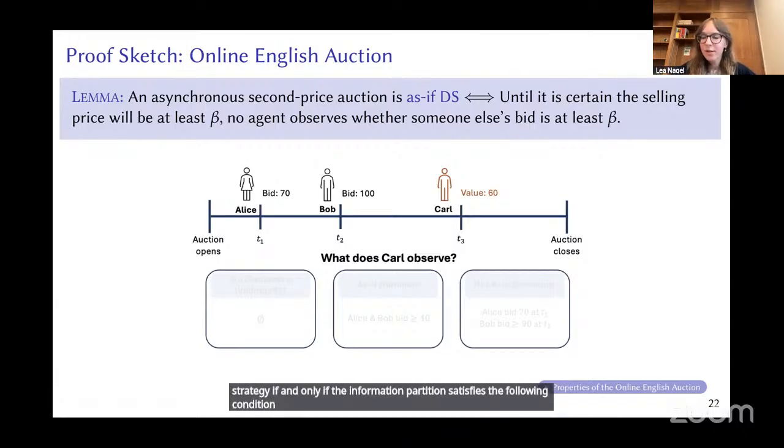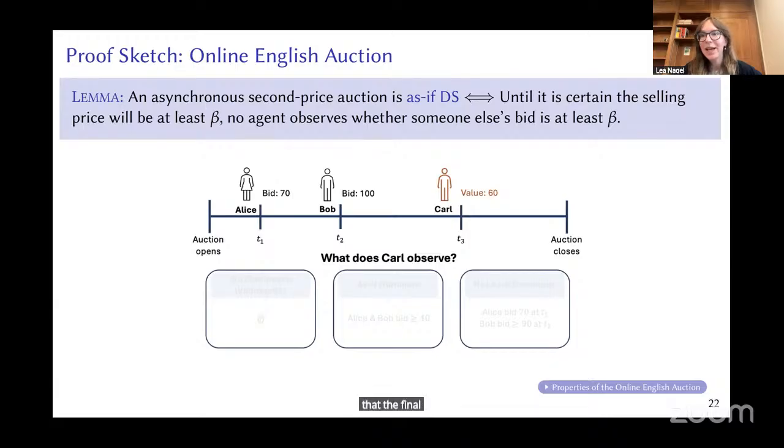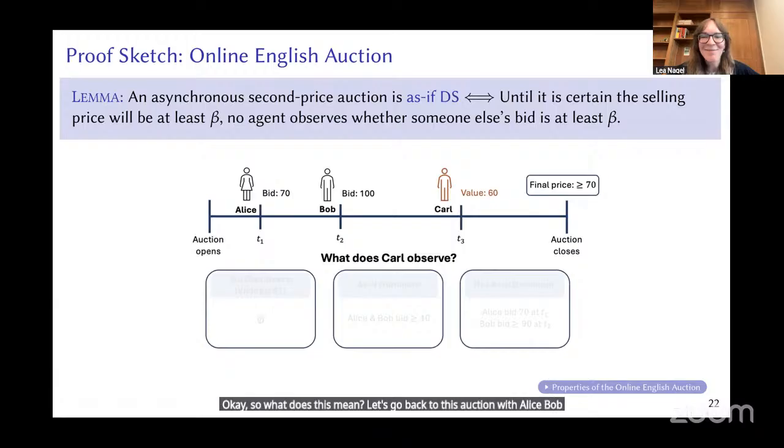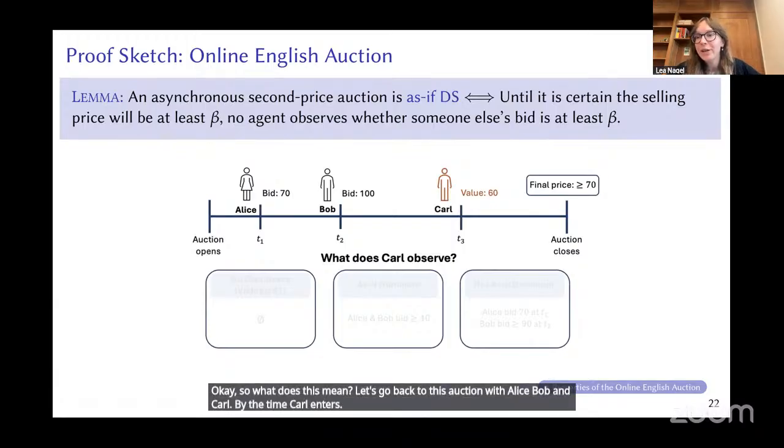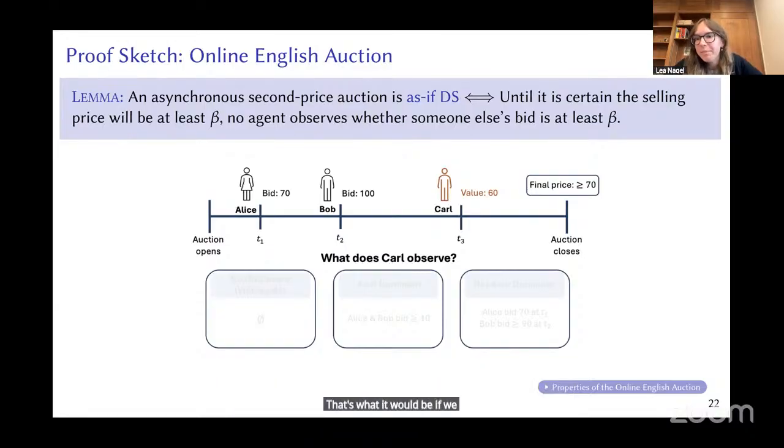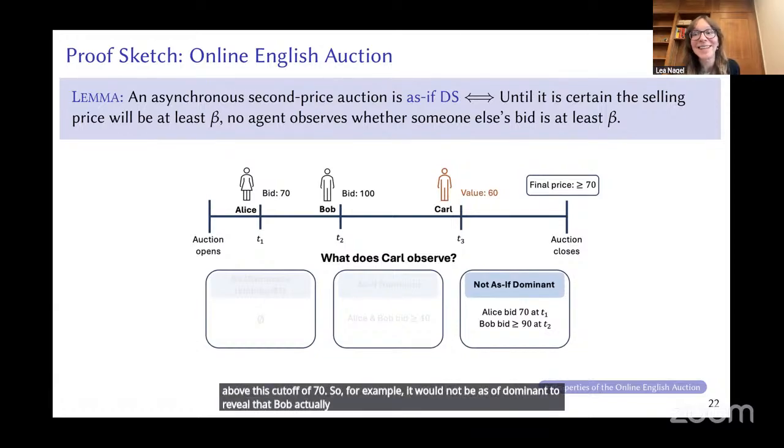Until it is certain that the final price will be at least beta, no agent is going to observe whether somebody else's bid is at least beta. So what does this mean? Let's go back to this auction with Alice, Bob, and Carl. By the time Carl enters, what do we know about the final price? Well, we know it's going to be at least 70. That's what it would be if we ended the auction today. And so what would not be as-if dominant is to reveal something above this cutoff of 70. For example, it would not be as-if dominant to reveal that Bob actually bid above 90.